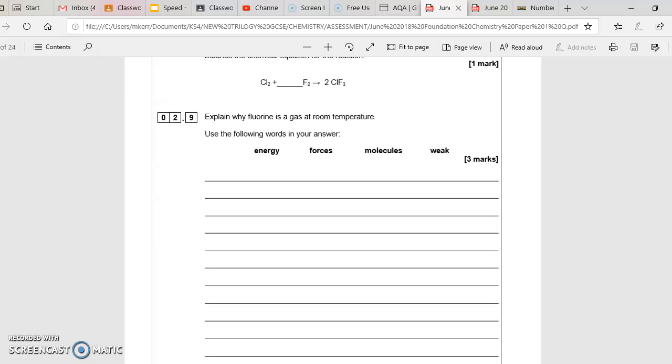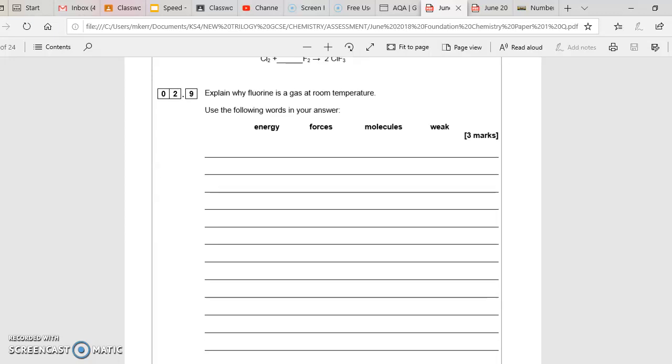Question 2.9. Explain why fluorine is a gas at room temperature. Use the following words in your answer. Please pause and answer.